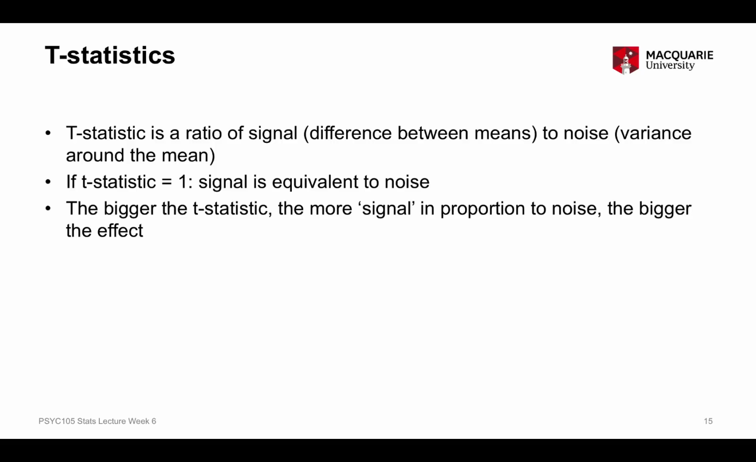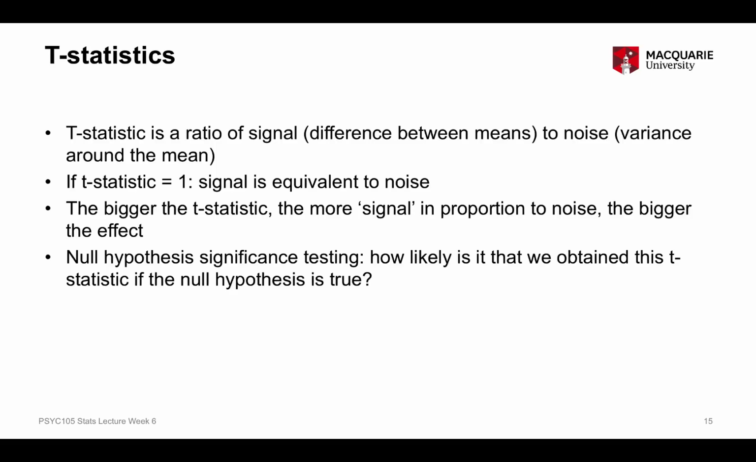The further away from 1 the t-statistic is, the more signal we have in proportion to the noise, and therefore, in very broad terms, the bigger the effect is. And remember that through null hypothesis significance testing, like we talked about last week, what we're looking at in terms of getting more information from this t-statistic is to find out how likely it is, what the probability is, that we've obtained this particular t-statistic if the null hypothesis is true.